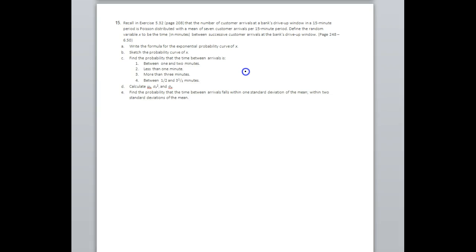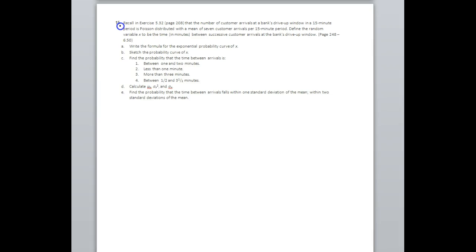Okay, recall in exercise 5.32, page 208, that the number of customer arrivals at a bank's drive-up window in a 15-minute period is Poisson distributed with a mean of 7 customer arrivals per 15-minute period. Define the random variable x to be the time in minutes, so not in 15-minute periods, but in minutes, between successive customer arrivals at the bank's drive-up window. Write the formula for the exponential probability curve of x.